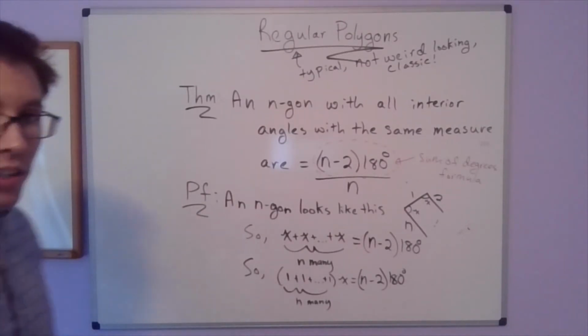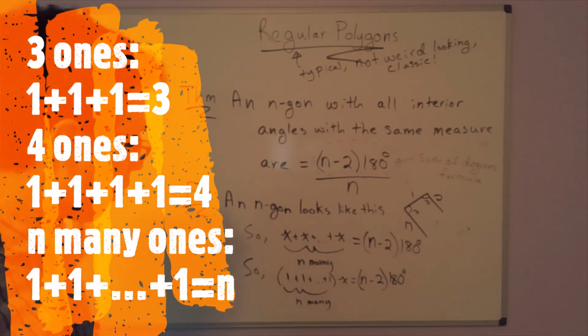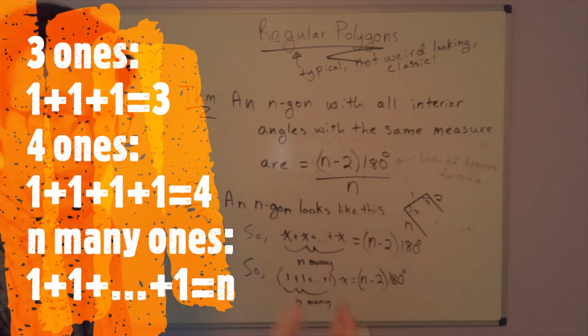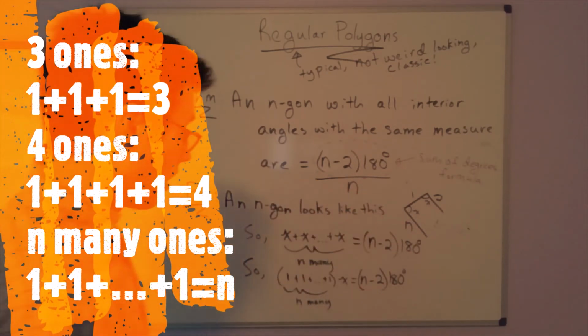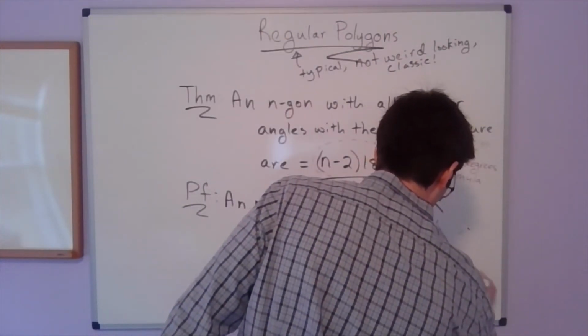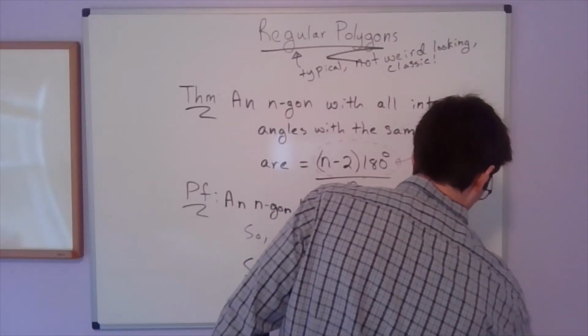Now, everyone knows if you take a number like 1 and you keep adding it n many times, that number is going to be n at the end of the day. So right here, if we're going 1 plus 1 plus 1 plus 1 n many times, that number is going to be n. So n times x is equal to n minus 2 times 180.